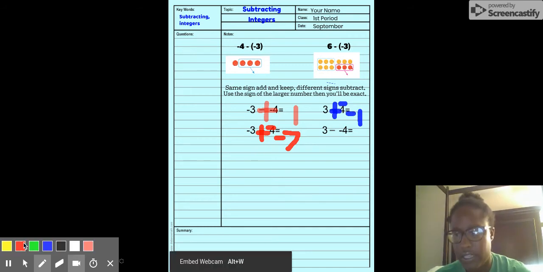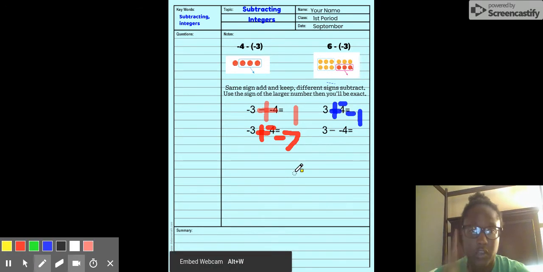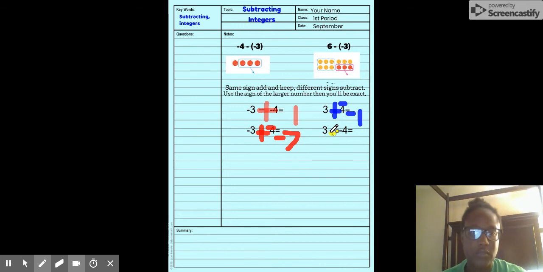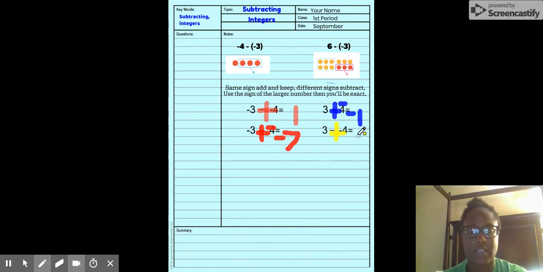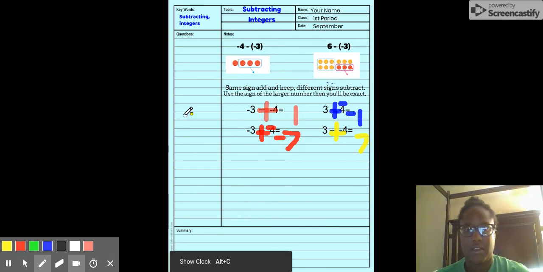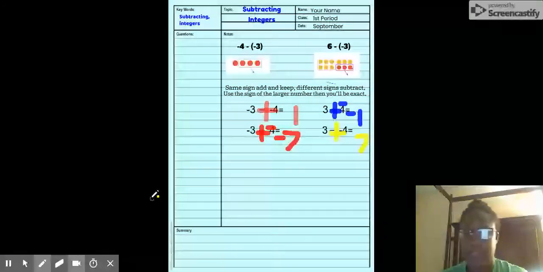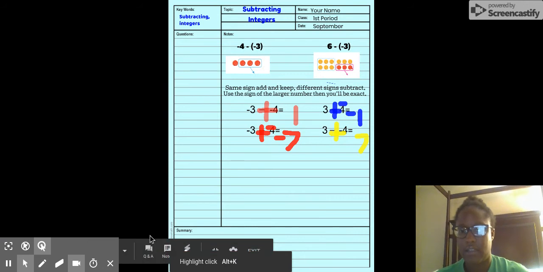And then on this one, see if you can see this yellow. We're going to make this a plus because there's double subtracting negative. So then it would just be 4, 5, 6, 7. Then this one would just be 7. Alrighty. I hope that made sense. Let's go on to the next slide.